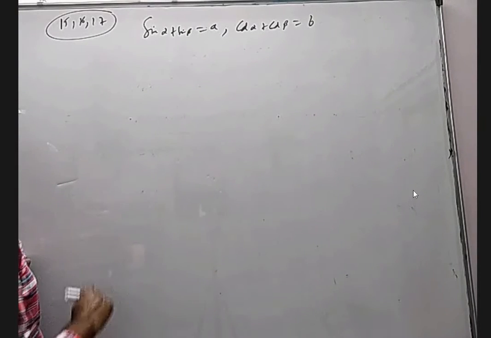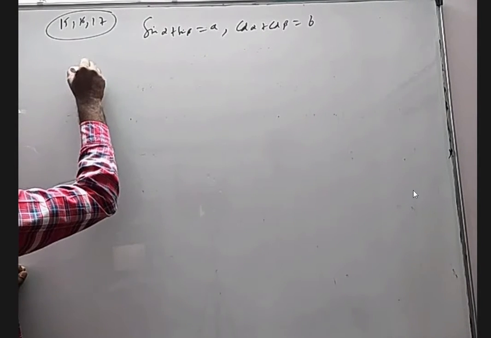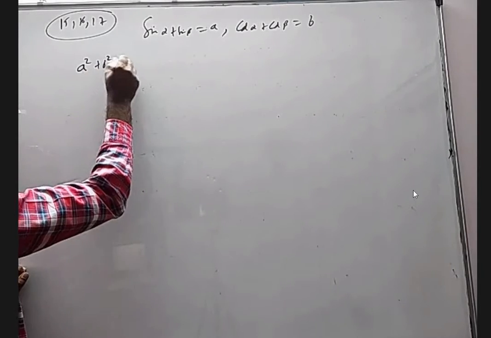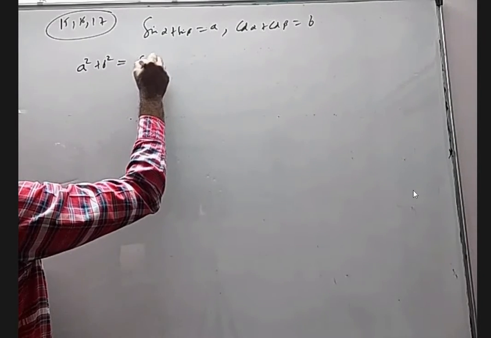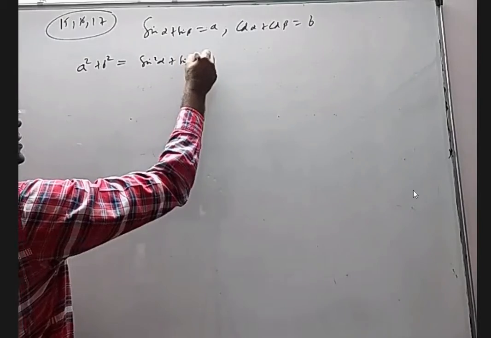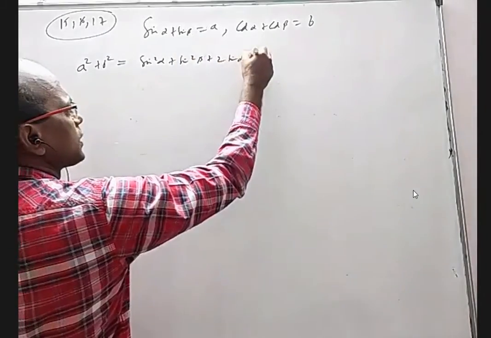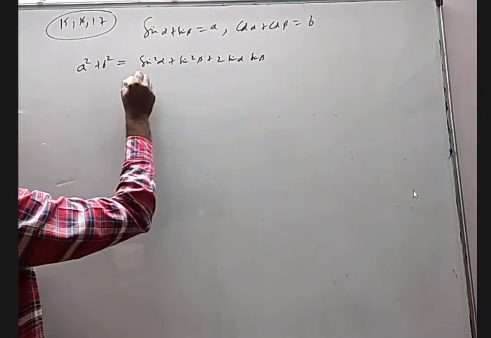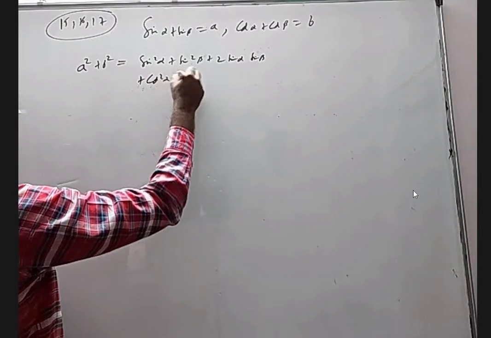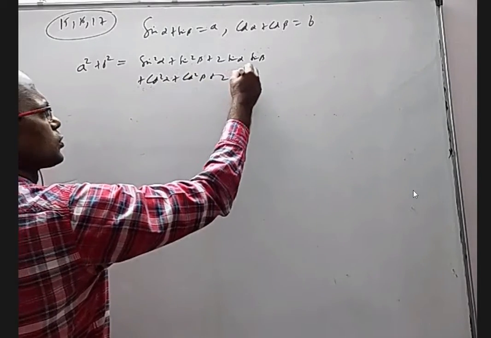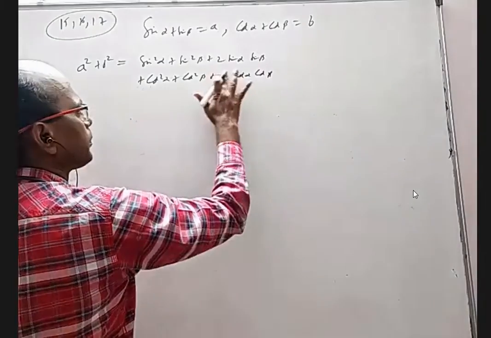First of all, as it is, I want to square and add them. I want to see what happens. A square plus B square. A square is sin square alpha plus sin square beta plus 2 sin alpha sin beta. B square is cos square alpha plus cos square beta plus 2 cos alpha cos beta.